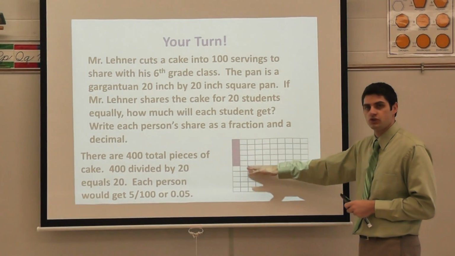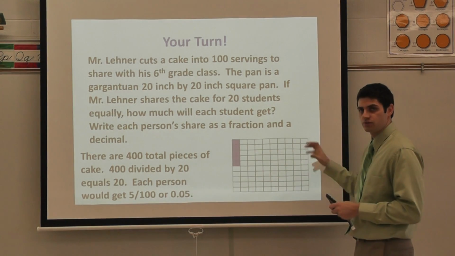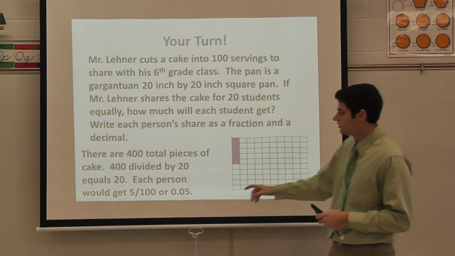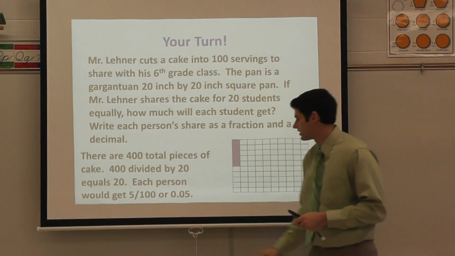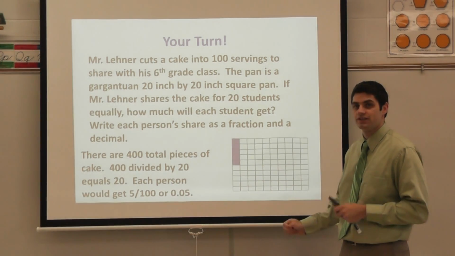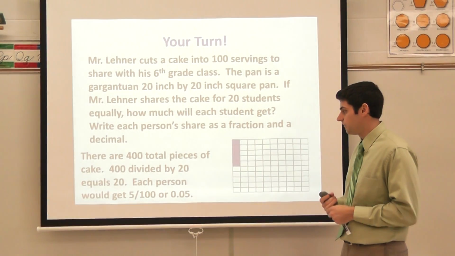Now, when finding this, I would look at the hundredths grid here. If I had 20 students that needed to share this hundredths grid, each student would get 5 out of the 100. So that's where I got my 5 hundredths. I also know that 5 hundredths as a decimal is 0.05. Again, thinking about that place value chart may be helpful.